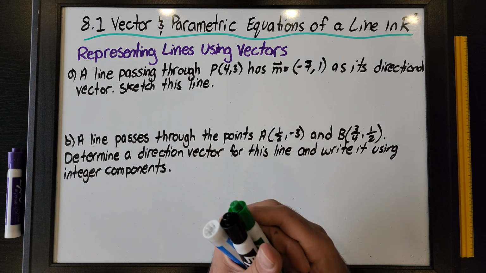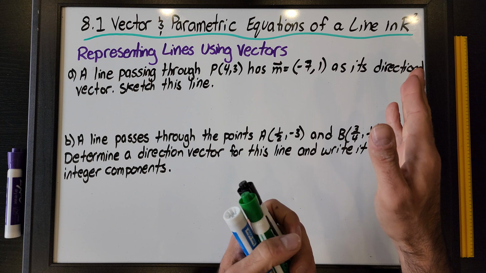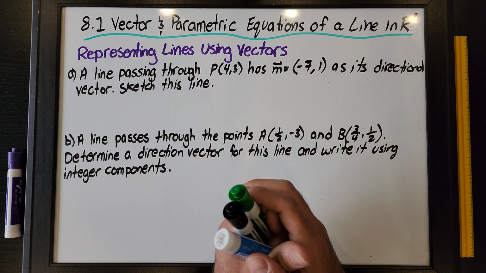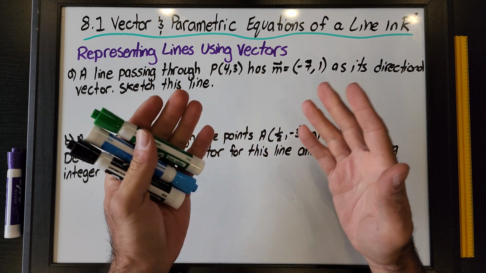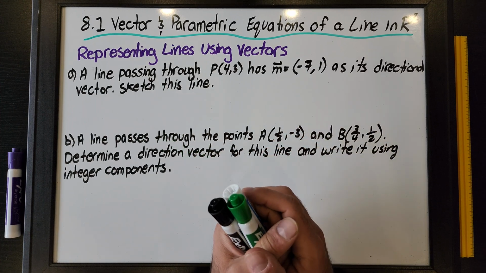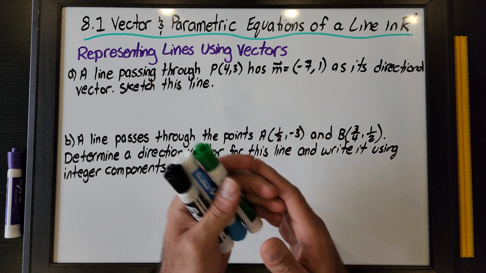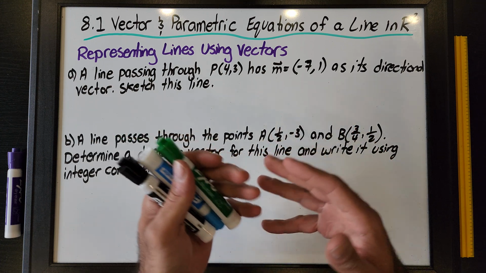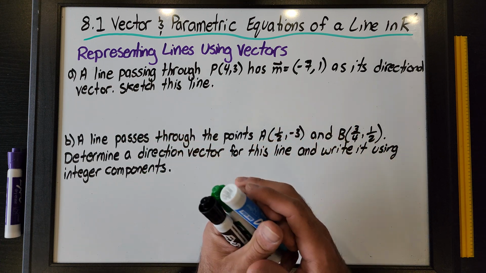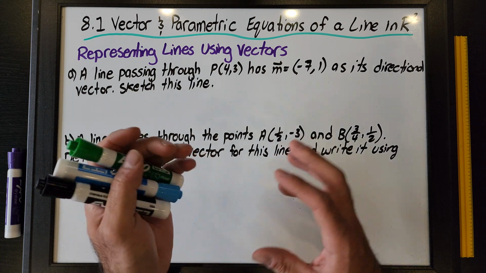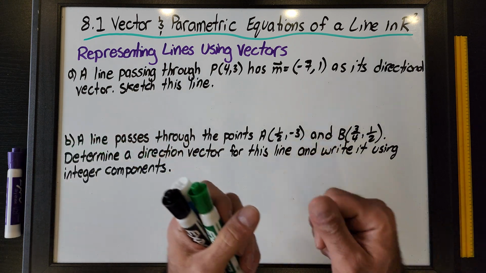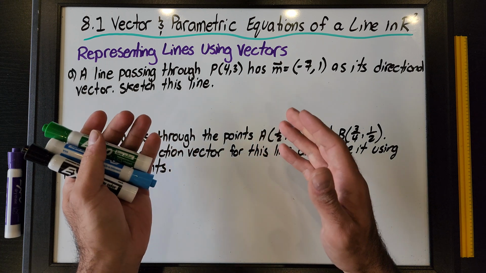Vector and parametric equations of a line in two-dimensional space, in R squared, however you want to call it. It's a new word, parametric equations. It's just an equation that has a parameter, but we're going to represent lines not in y equals mx plus b or whatever form, standard form. It's going to be using vectors. So I'll try my best to kind of have us visualize what that means.